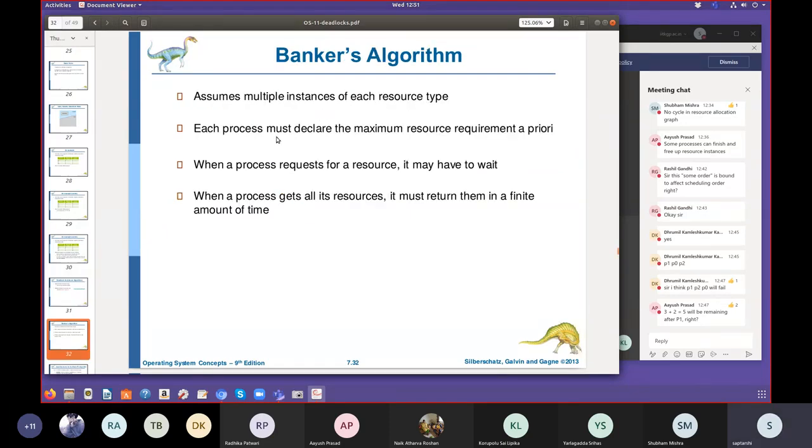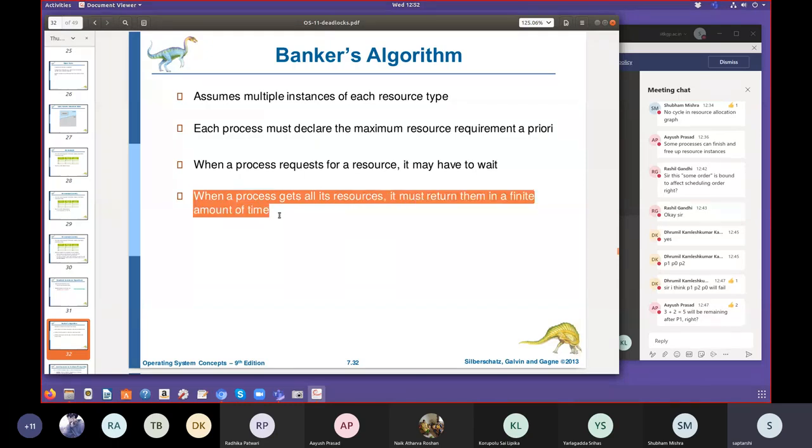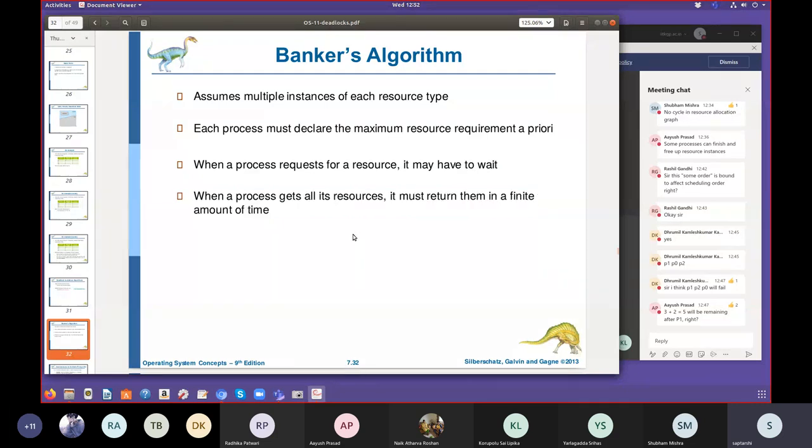Banker's algorithm assumes that there are multiple instances of a resource type and each process must declare the maximum resource requirement a priori. Right. Also the constraints are that when a process requests a resource, it may be denied even if the resource is available, as we discussed in the previous example. And there is also this tacit assumption that when a process gets all its resources, it must return them in a finite amount of time. A process should not try to hold some resource for infinite time and so on, right?